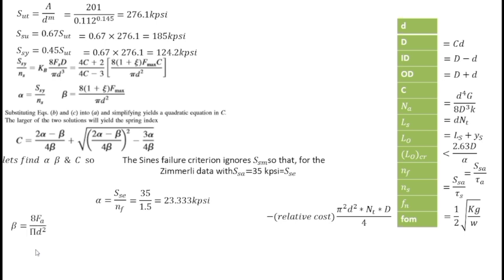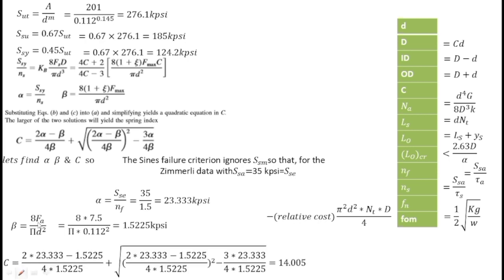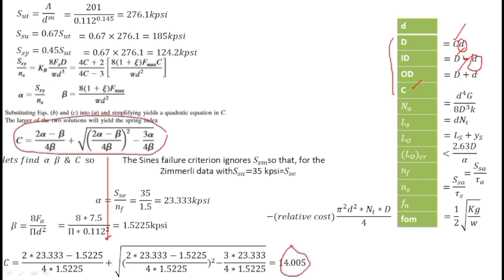Now you can find out the beta value as well. For that, if A is 7.5 and d is 0.112, when you put these values, it will give you 1.5225 kilo psi. Now you know the values of alpha and beta, and you will have to put these values in this formula. It will give you 14.005. So the value of C is 14.005. When you multiply 0.112 with 14.005, it will give you 1.569 inches. That will be the mean coil diameter, and then the internal diameter will be equal to 1.457 when you subtract the wire diameter from the mean coil diameter. And if you add the mean coil diameter and the wire diameter, it will give you 1.68. So we have found these values.